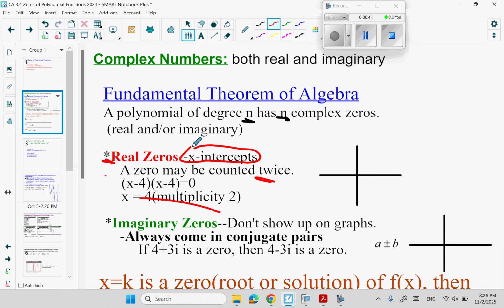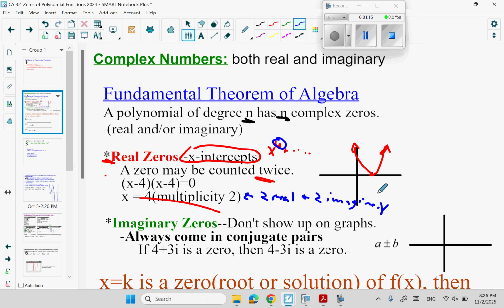So if I have a polynomial of degree 4, but I only see something like this, I know that this answer has a multiplicity that's even. So, for example, multiplicity of 2. If that's true, let's assume this is true, then I have two real solutions, but I have a degree of 4. So I know that I have to have two imaginary as well.